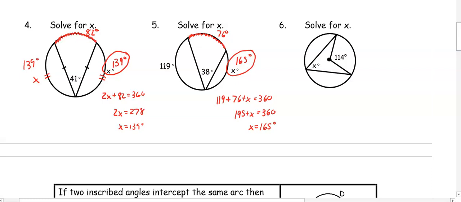In number six, 114 is a central angle. So a central angle, remember we have talked about earlier in this chapter, is the same measure as the arc, which means this is 114 degrees. X, this angle, is also intercepting the 114 degrees. Because x is an inscribed angle here, we want half of that arc. So x is equal to half of 114, which would be 57 degrees.